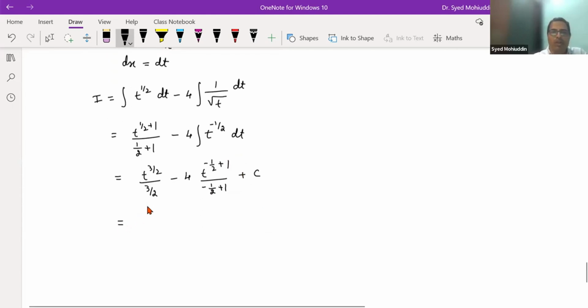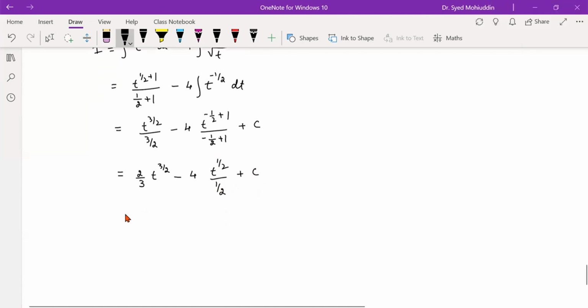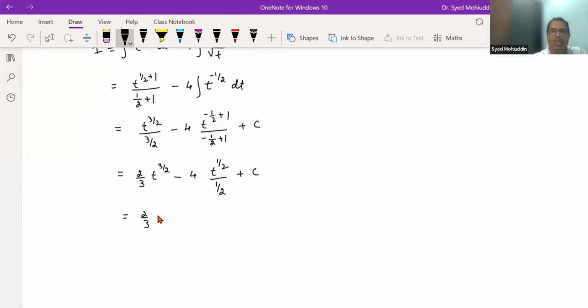Or if you try to simplify, 3 by 2 can be written as 2 by 3 t power of 3 by 2 minus 4 into t power of 1 minus half, or minus half plus 1 will be half, divided by half, plus the constant c. Or this can be rewritten in the form of 2 by 3 t power of 3 by 2 minus, 1 by 2 when it goes in the numerator becomes 2, 2 times 4 will be 8, 8 t power of half plus the constant c.